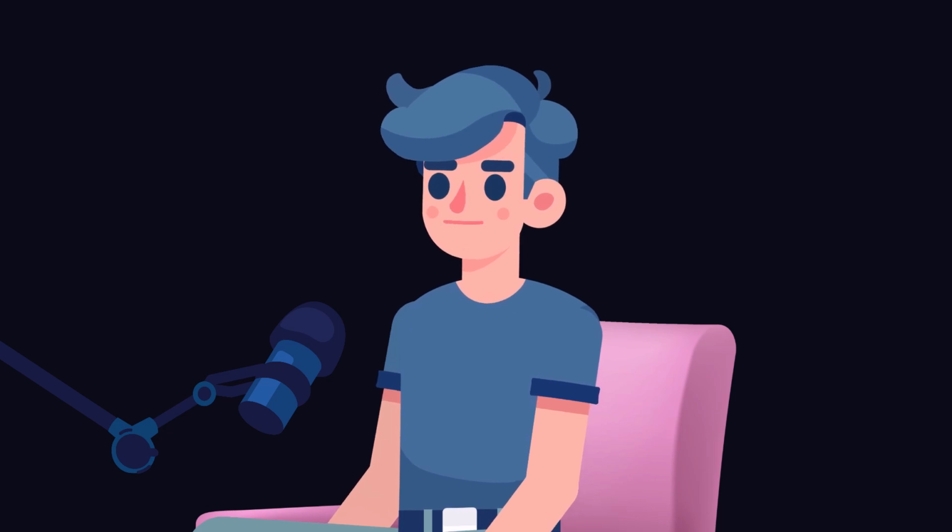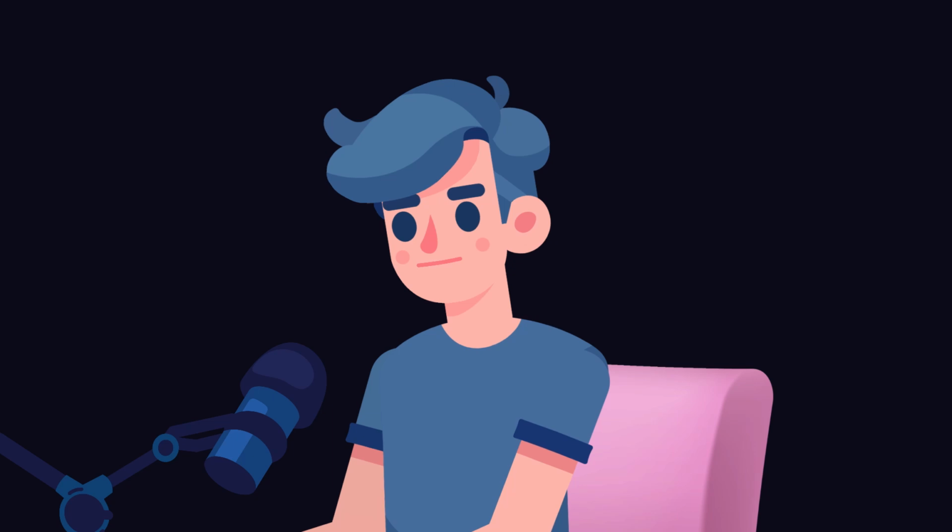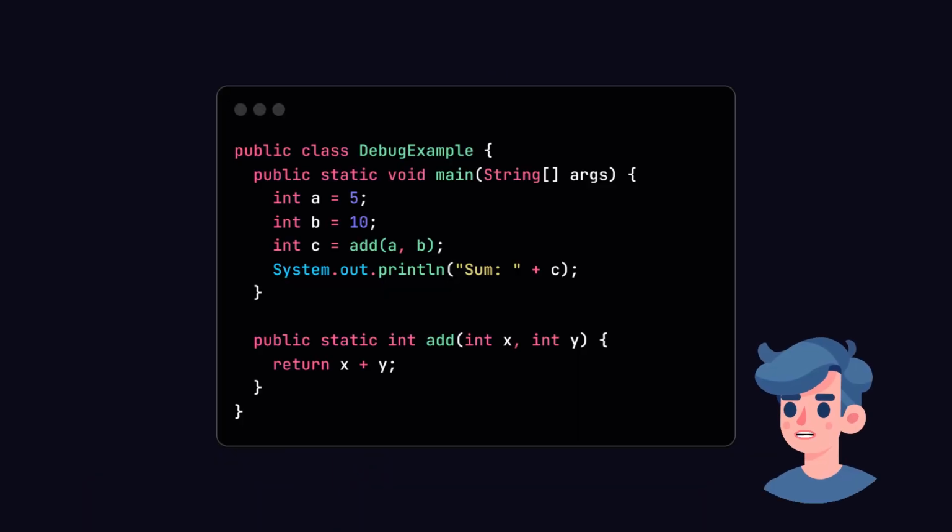Before we get started, make sure you have Visual Studio Code installed on your machine. If you haven't installed it yet, you can download it from the official website. Now that you've opened VS Code, let's start by creating a simple Java program that we will use for debugging.